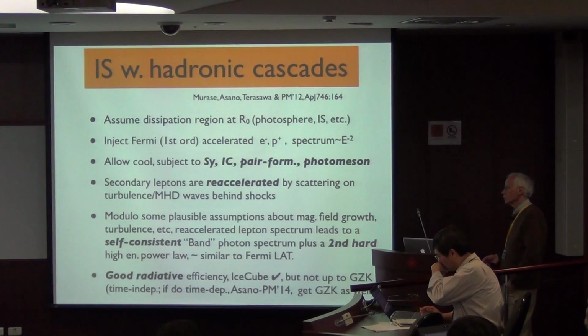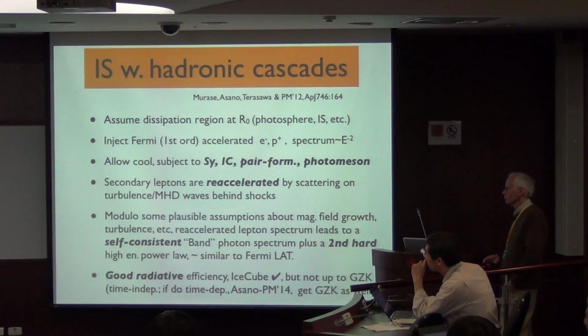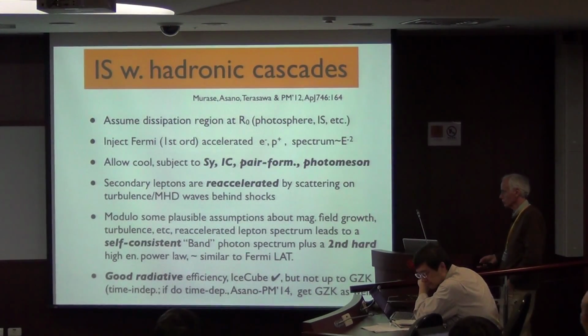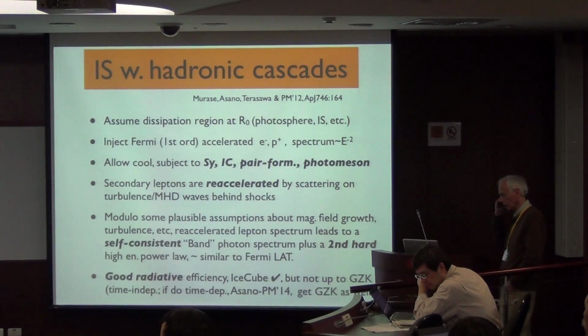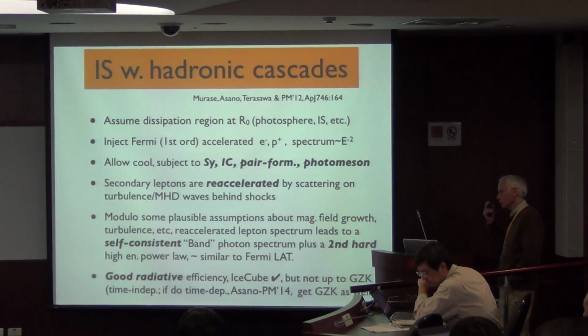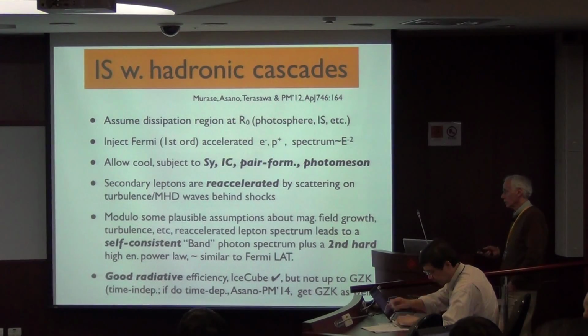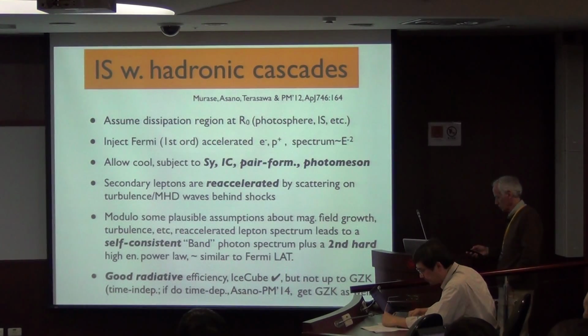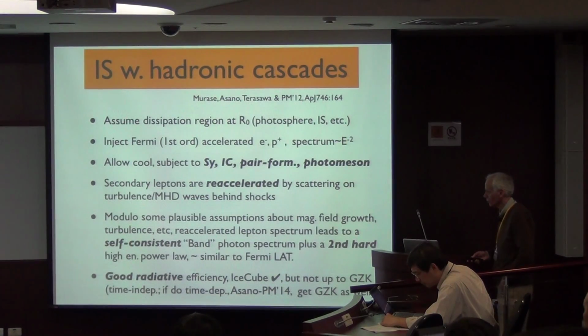And then with some plausible assumptions, you can get a self-consistent photon spectrum, an MeV band photon spectrum, plus a second GeV hard component as you get in LAT. And you get something which has a good radiative efficiency, which doesn't violate the IceCube neutrino limits, but you're not able to make protons up to GZK energies. So you accelerate protons, but they don't quite get up to GZK energies in this type of calculation.